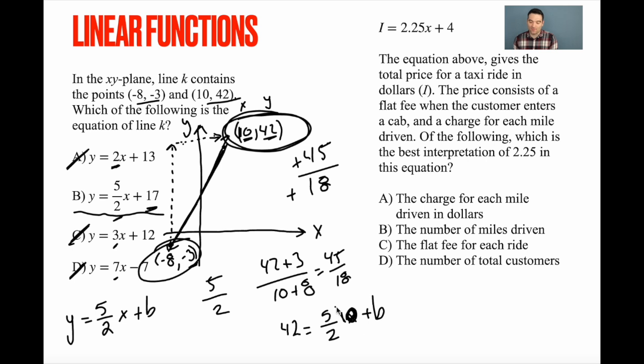And then what I'm going to do is solve this. So 42 equals, what's 5 halves times 10? You can use your calculator here. 10 divided by 2 is 5, times 5 is 25. So 42 equals 25 plus b. Subtract 25 from both sides. I find that b is indeed 17. So that's the correct answer.